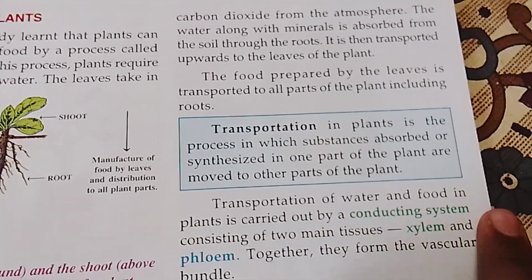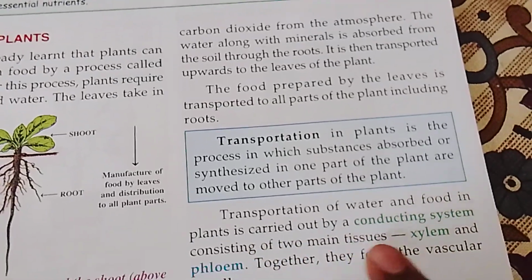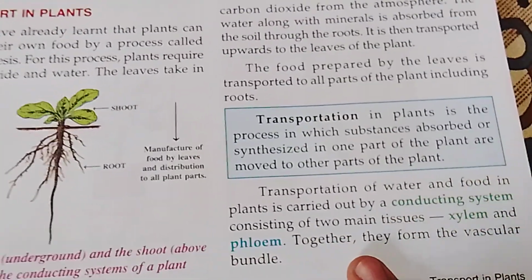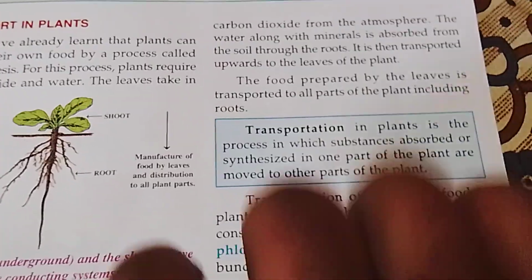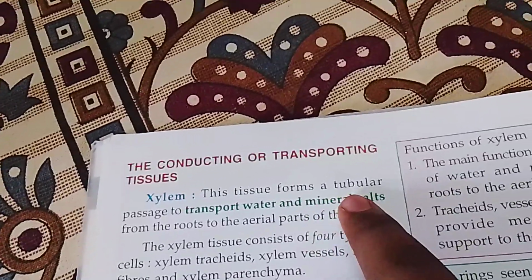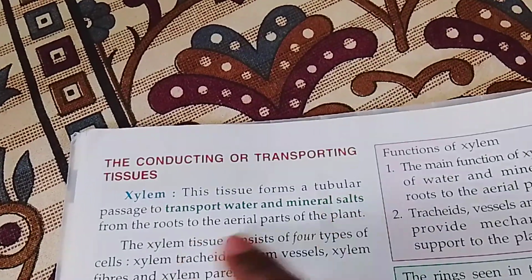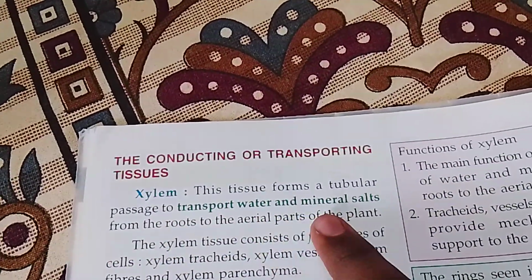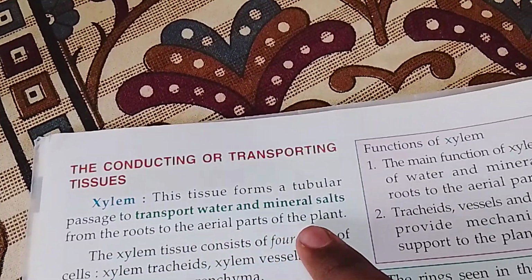Transportation of water and food in plants is carried out by a conducting system consisting of two main tissues, xylem and phloem. Together they form the vascular bundle. The conducting or transporting tissue, xylem. This tissue forms a tubular passage to transport water and mineral salts from the roots to the aerial parts of the plant.